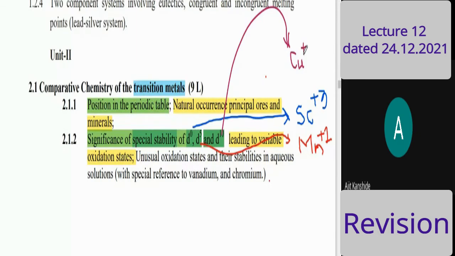From which orbitals? Which orbitals have comparable energy? Which orbitals have similar energy? Say, as an example, the first transition series. If you help me with this question, you will get the answer. Which orbitals are of comparable energy in the case of the first transition series? Because of that, we find that electronic configuration: 3d and 4s.